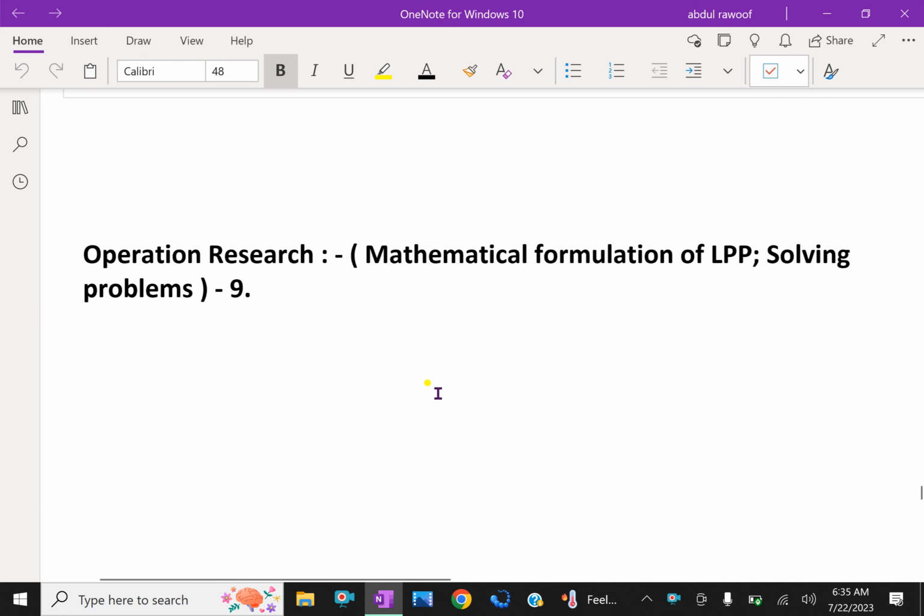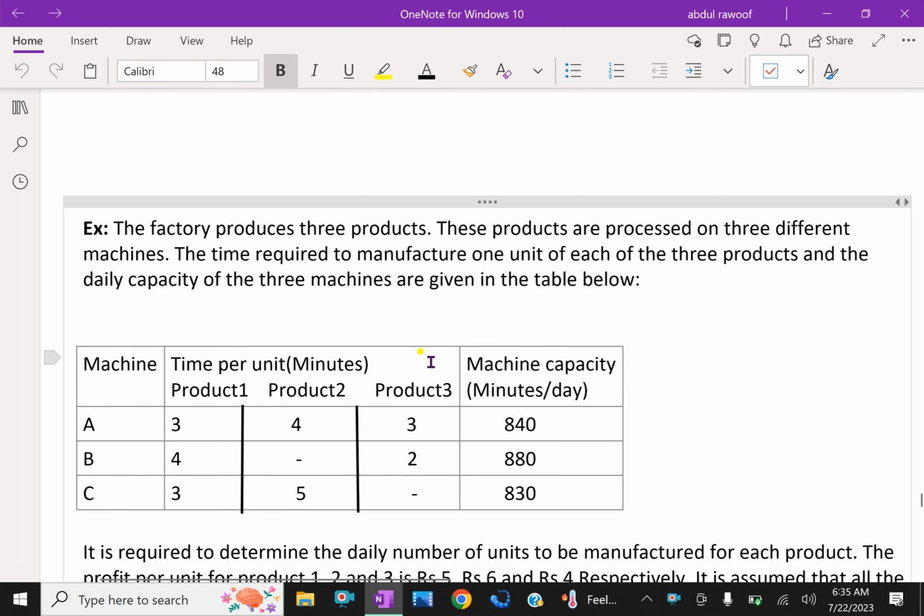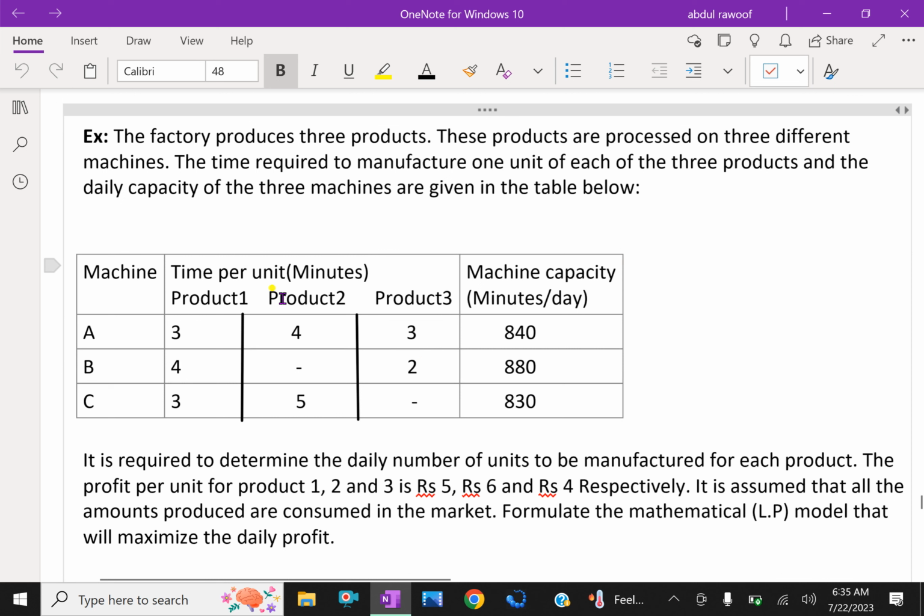Let us do some solving problems. Look at this example. The factory produces three products. These products are processed on three different machines. The time required to manufacture 1 unit of each of the three products and the daily capacity of the three machines are given in the table below. Here, machine time per unit is in minutes, and machine capacity is in minutes per day. These are given for the machines A, B, C, and products 1, 2, 3.